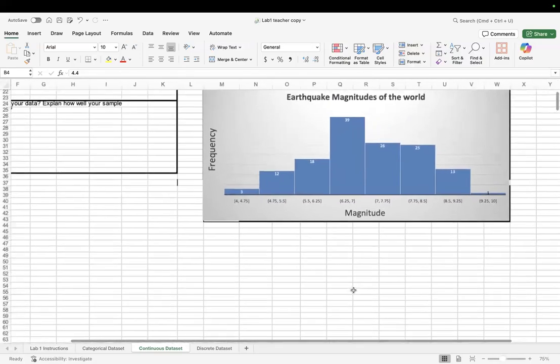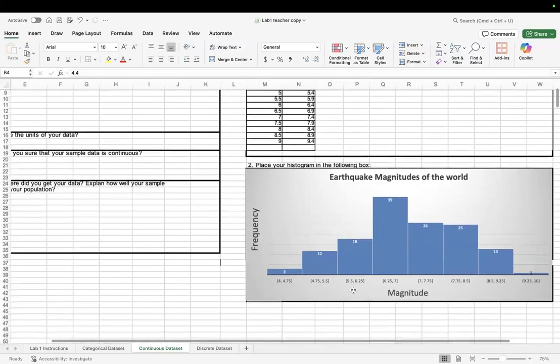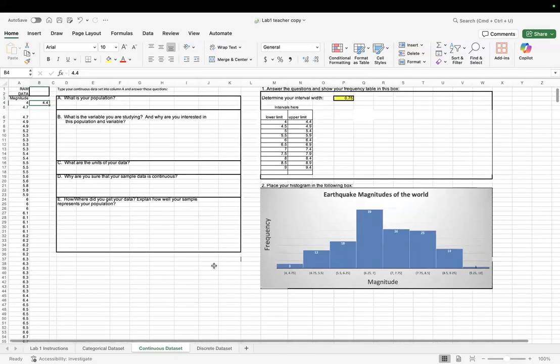And I didn't really affect anything. My frequency in each bin is the same size. It's still in the bin that it would be in, regardless, because that bin is still 4 to 4.75, and 4.4 would be within there, so it's okay. Questions on continuous before I move?